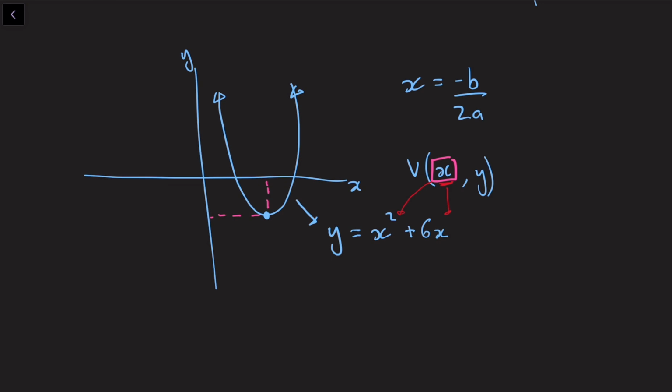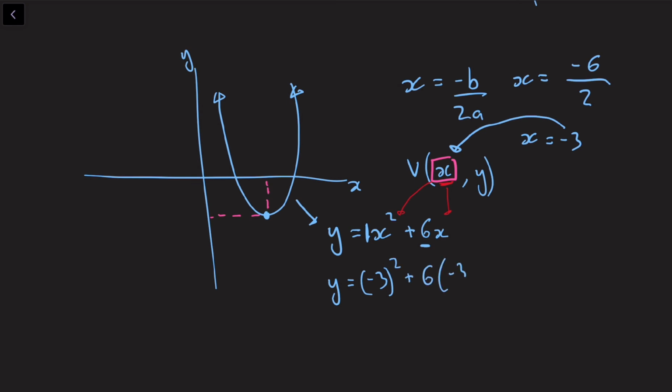So let's do this for our function. X equals negative b over 2a. That means x equals negative b, this is b, so negative 6 over 2a. There's a 1 over here, so 2 times 1 is just 2. X equals negative 3. So we know that negative 3 is going to be the x value of the vertex. Now all we have to do is just find the y value by plugging in negative 3 into our function. Y equals negative 3 squared plus 6 times negative 3.